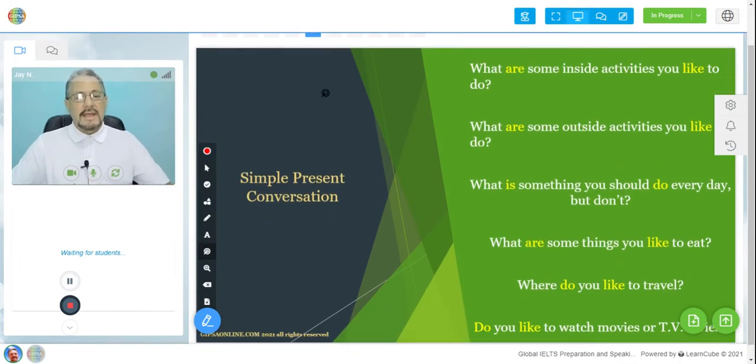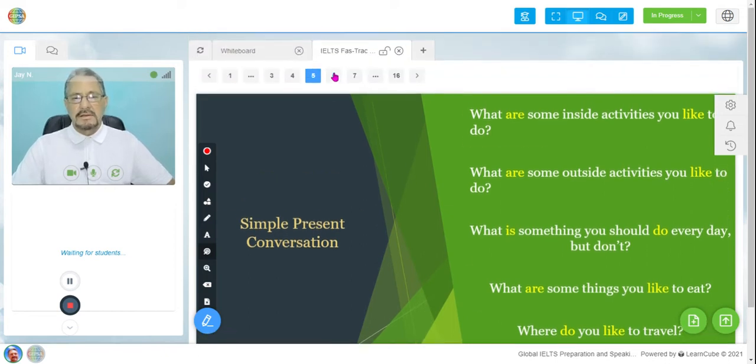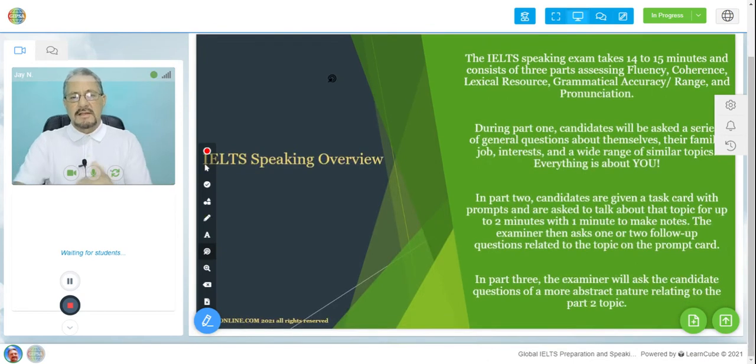And then we go into an ESL conversation for a few minutes in our classes using the simple present. This allows us to get inside of the student's English more and identify more of what is going on with their English. And in this class, this is the first class of IELTS FAS-TRAC, so we've just briefly talked about and identified what happens in the IELTS speaking, parts 1, 2, and 3.